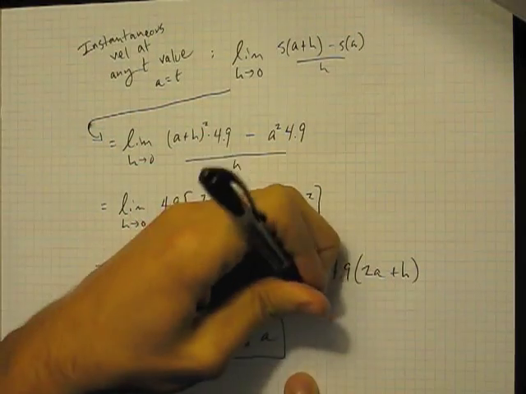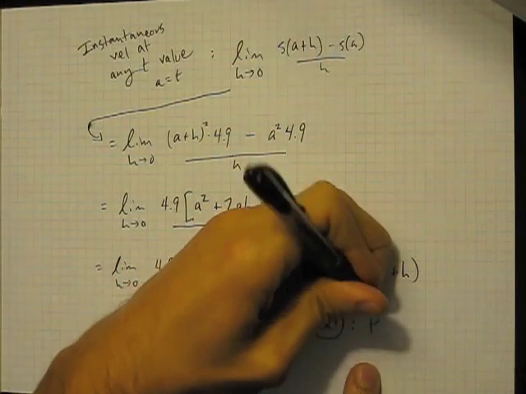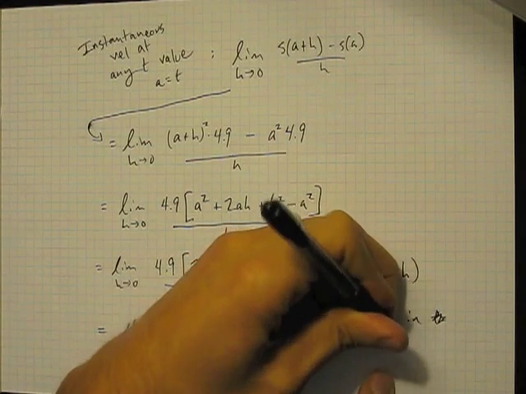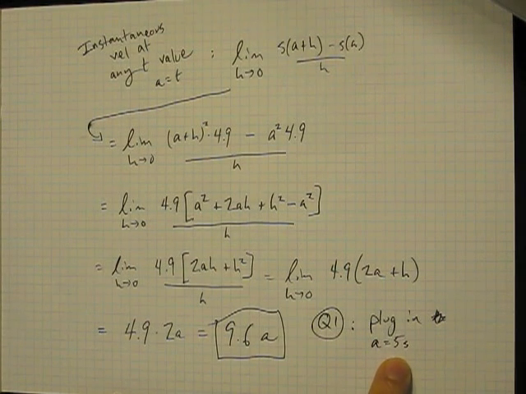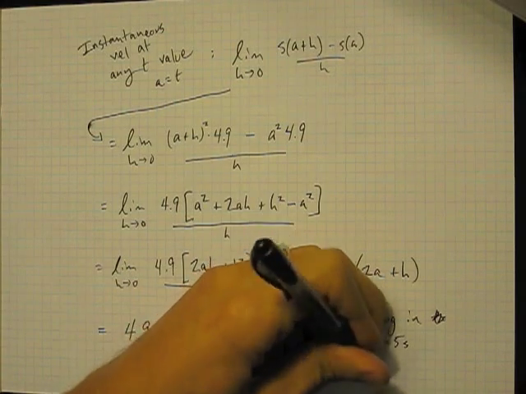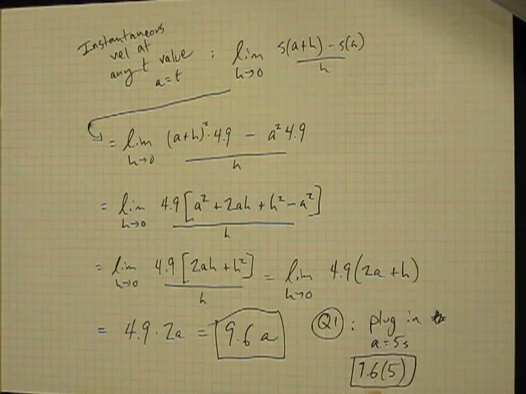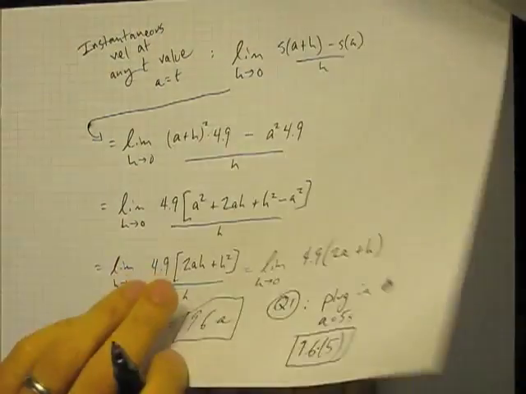So if you want to answer question 1, then the instantaneous velocity is just plug in a equals 5 seconds. Remember, the question was, what's the instantaneous velocity at 5 seconds? So if we plug that in, we get 9.8 times 5. I'm not going to do the math in my head. Whatever number that is, that's the answer. Okay, so that's the answer to question 1.